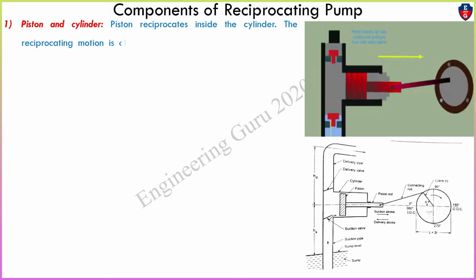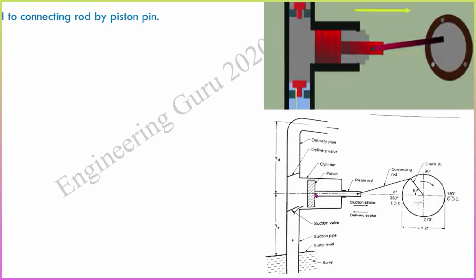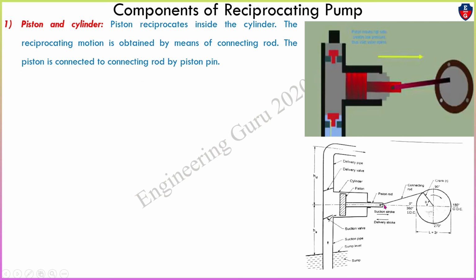First, that is the piston and cylinder. So this is piston and this is cylinder. Piston reciprocates inside the cylinder. The reciprocating motion is obtained by means of connecting rod. The piston is connected to connecting rod by piston pin. So this is the piston rod, this is the piston, this is the cylinder, and this is the crank, and this is connected. So whenever this crank rotates here, that piston will move like this. So this motion is called reciprocating motion.